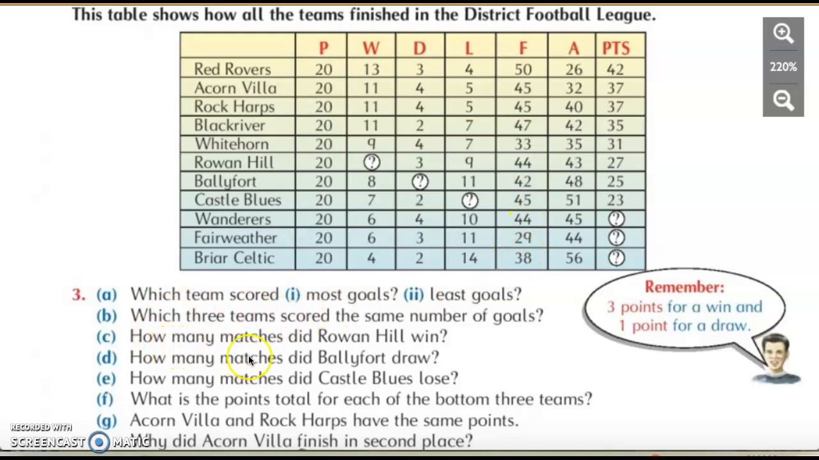How many matches did Rowan Hill win? This is our first question mark. If they played 20, drew 3, lost 9, what is the win? If I add 9 and 3 together, it will give me 12. 20 minus 12, I'm left with 8. So we now know that they won 8 games.